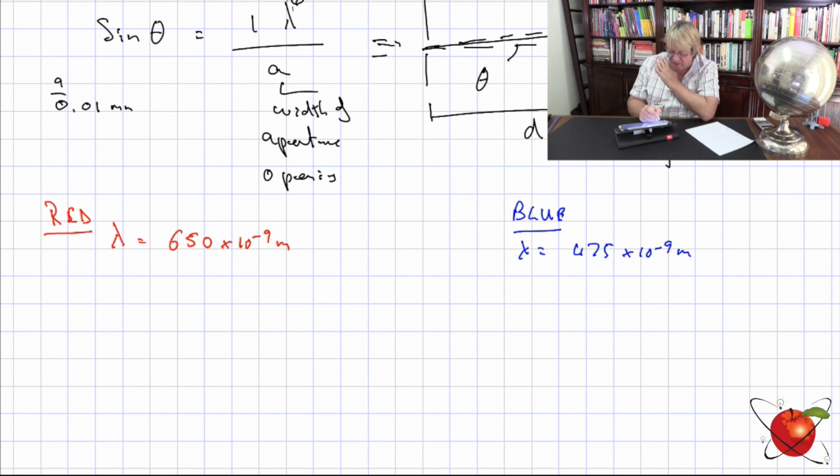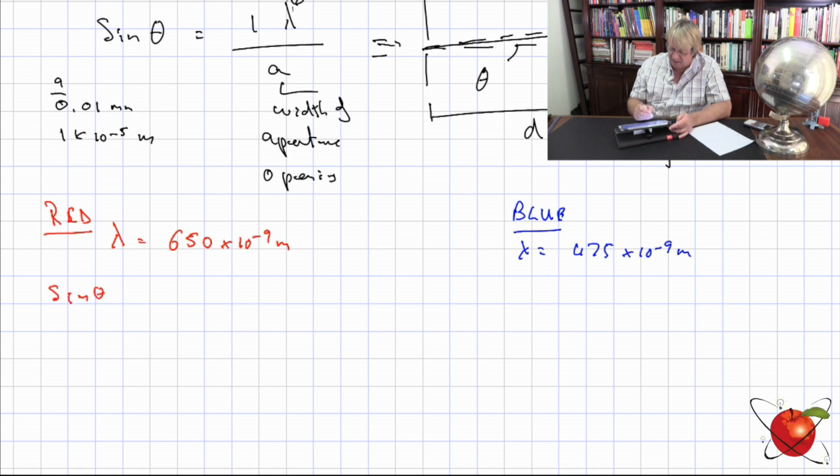Now we have to change that to meters, don't we? So we're going to take 0.01 divided by 1,000. 0.01 divided by 1,000 is going to be equal to 1 times 10 to the -5 meters, right? Now let's see what happens when we put that into that.